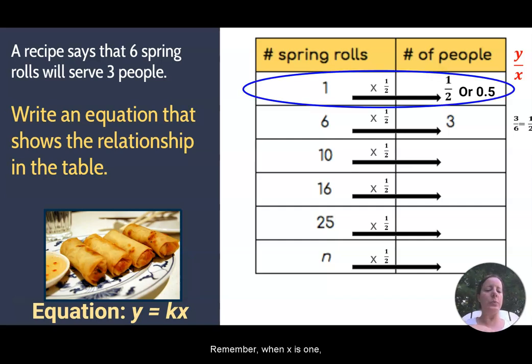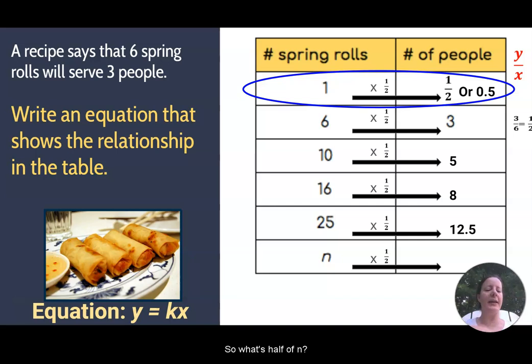Remember, when x is 1, the value in the y column is your constant of proportionality. Either one of these is your constant of proportionality. You can use either one. You're not going to be wrong. Jumping down to the next one, half of 10 is 5. Half of 16 is 8. Half of 25 is 12.5.